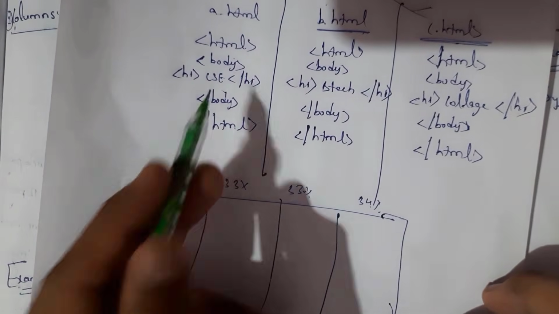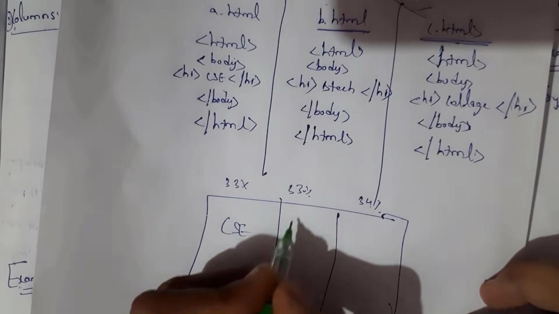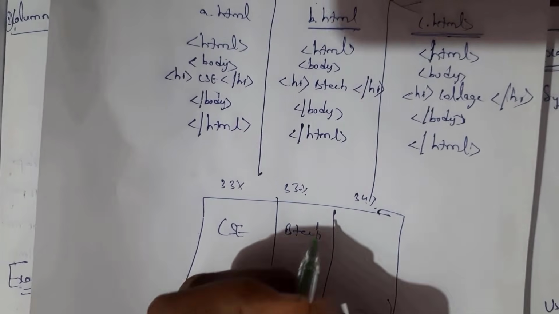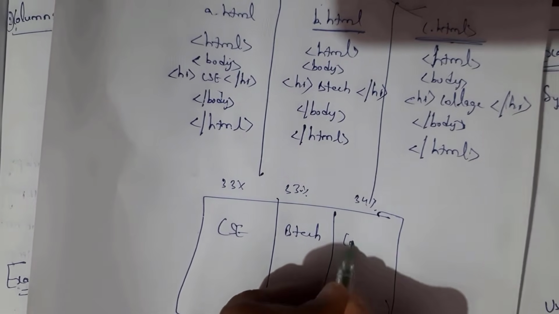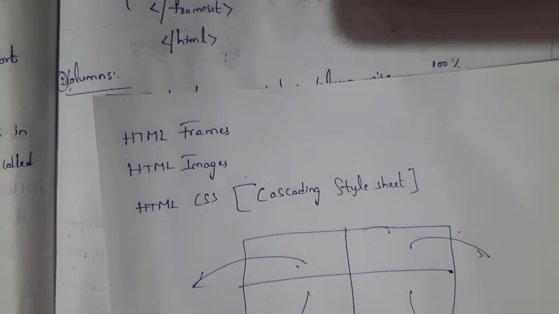Here for a.html the output is CSC, for b.html the output is btech, and for c.html it is college. This is how the output looks. Now I am going to explain what HTML images are.